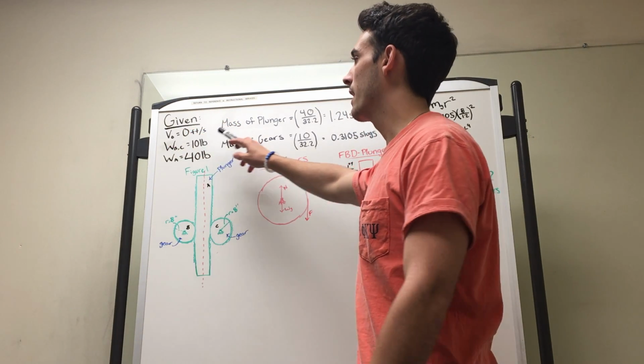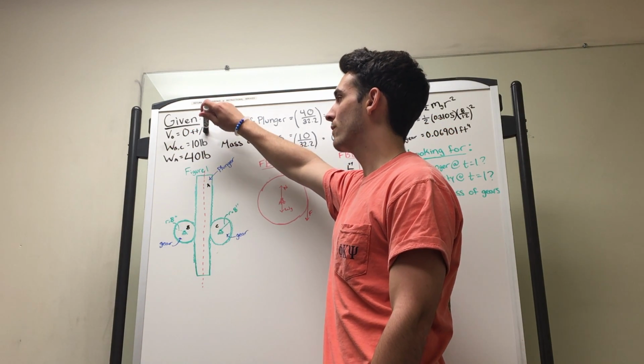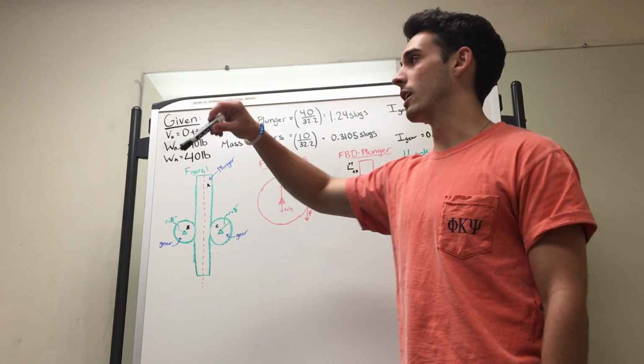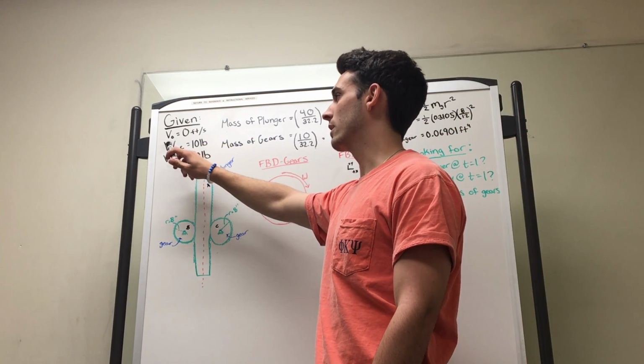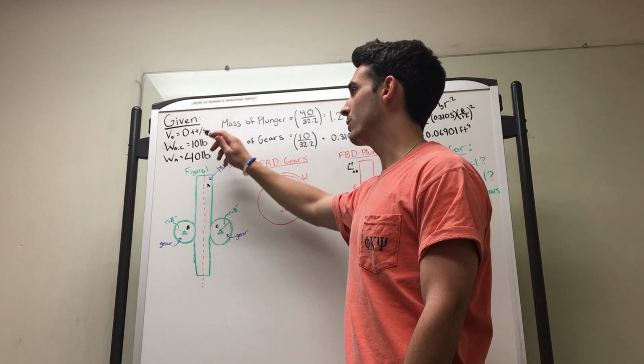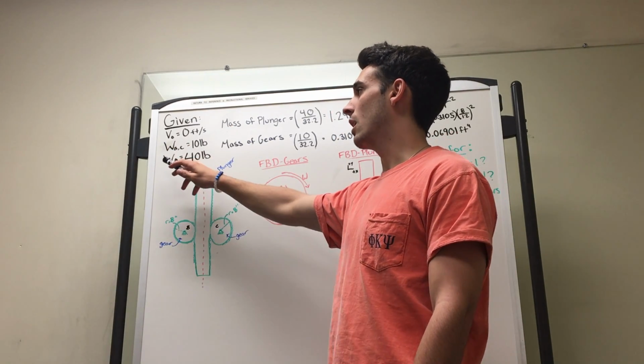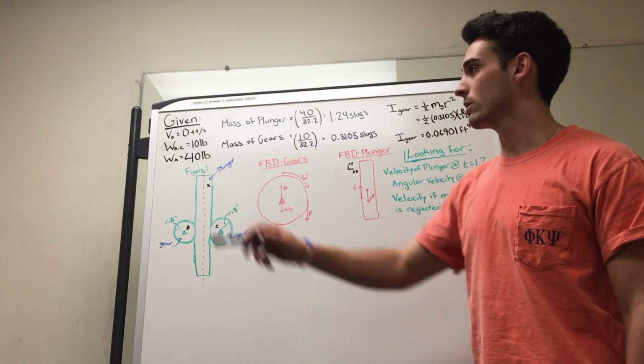For our group's problem, we were given three different things. We were given that the initial velocity was 0, as it started from rest. We have the weight of the gears, which was 10 pounds each, and we have the weight of the plunger, which was 40 pounds.